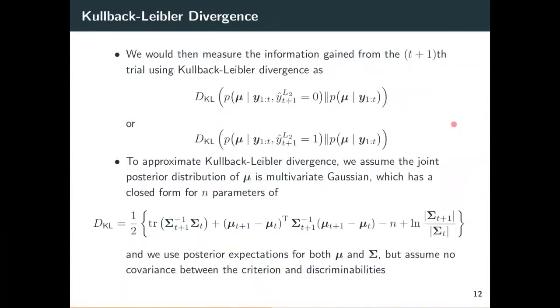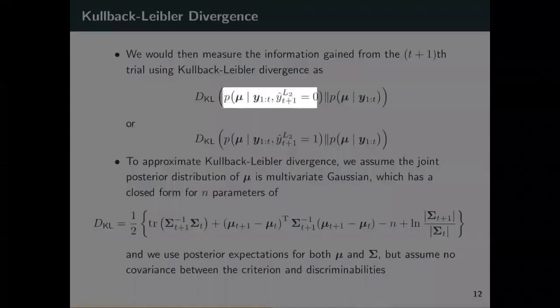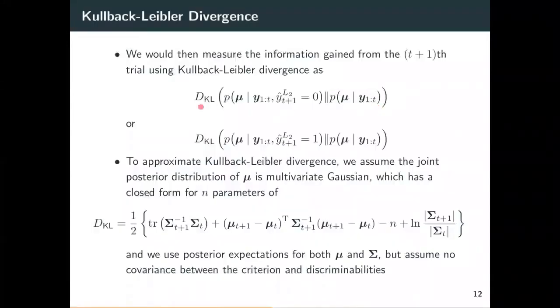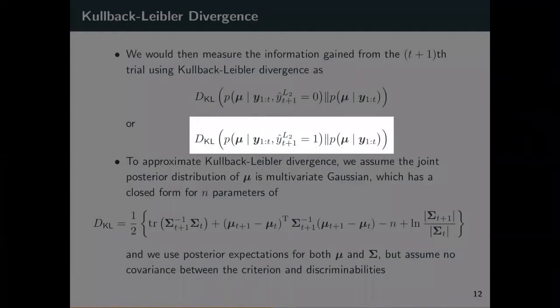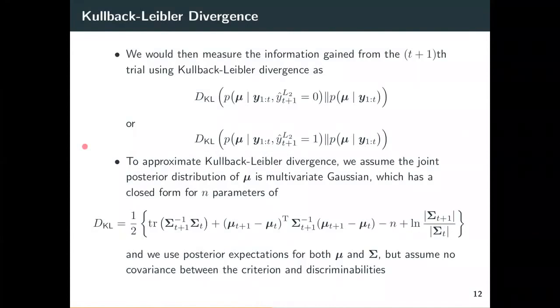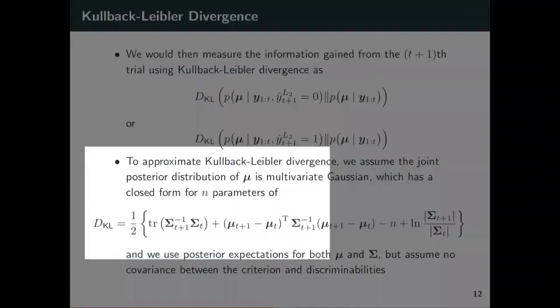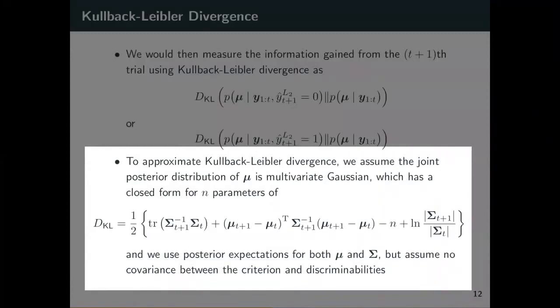And so it's natural then to measure how much information we gained from presenting that Lua2 stimulus on the T+1th trial using Kullback-Leibler divergence. Suppose they said new, then we would have this posterior distribution having presented that stimulus, and we could compare its distance to what we had before based upon just the first T trials. And similarly, if they've said old, we would have a different level of information gained as measured by Kullback-Leibler divergence. We just note here that we use an approximation to measure Kullback-Leibler divergence, treating that joint posterior distribution over the mu parameters as a multivariate Gaussian, and this has a nice closed form that allows for efficient computation.